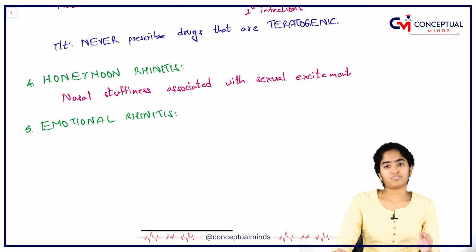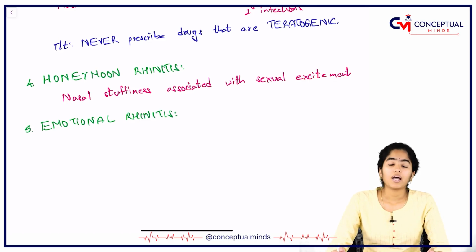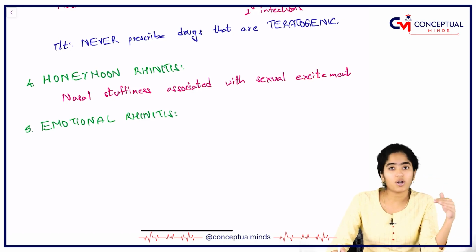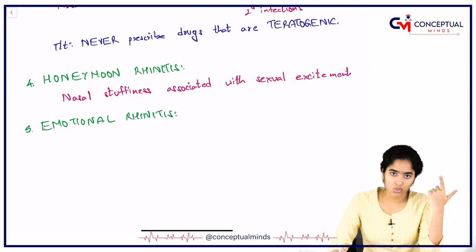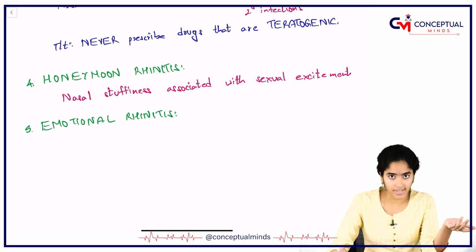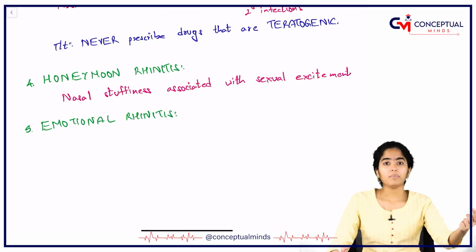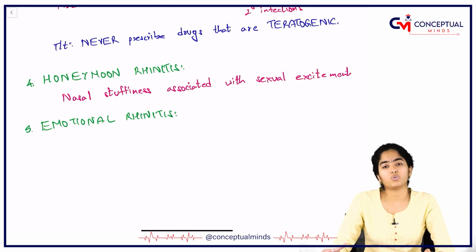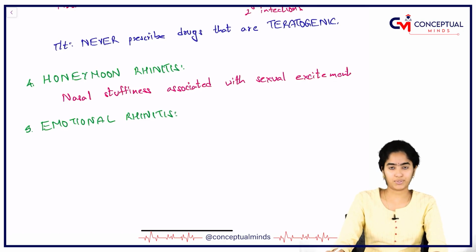Now please differentiate this from the nasal discharge that we all have during crying. That is not emotional rhinitis. See, crying is also a type of emotional reaction, but that time the nose starts to have a discharge because all the lacrimal secretions are coming via the nasolacrimal duct into the nose, and that is why you are seeing a nasal discharge. That is not emotional rhinitis. I hope the difference is clear to you.